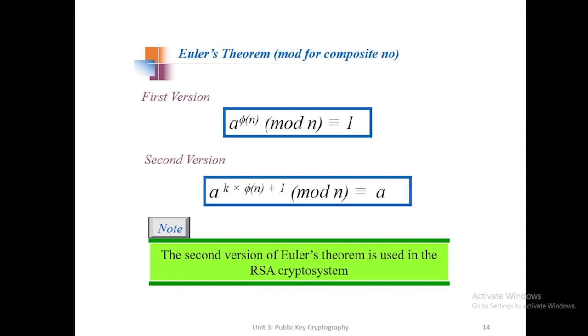Welcome to the cryptography session. Today I will give an example for Euler's theorem problem. Euler's theorem is applicable to a mod value of a composite number. Fermat's theorem is applicable for a mod value of a prime number.